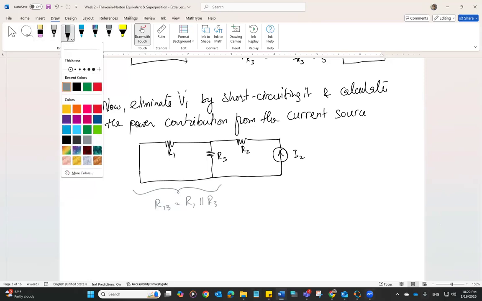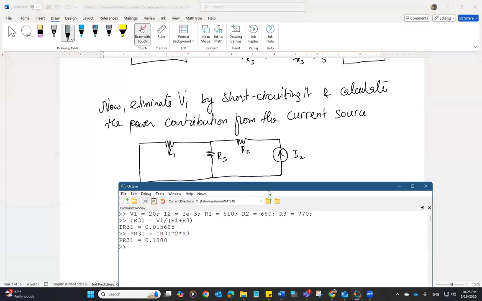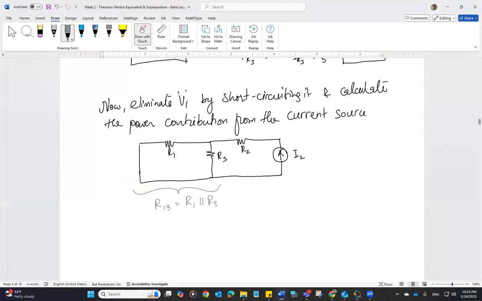And that R13 is equal to the parallel combination of R1 and R3, 306.8 ohms. So the current I2 is going to be flowing through R2 and R13 because it's just going to be a single loop, and the current in the loop is I2. Therefore, we can calculate the voltage drop across R13.